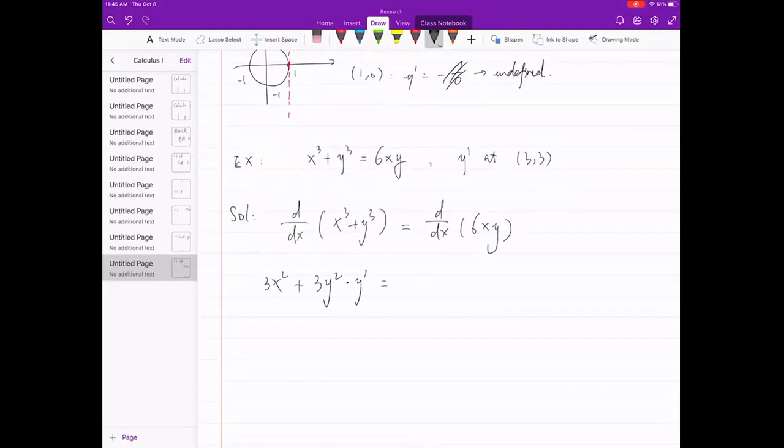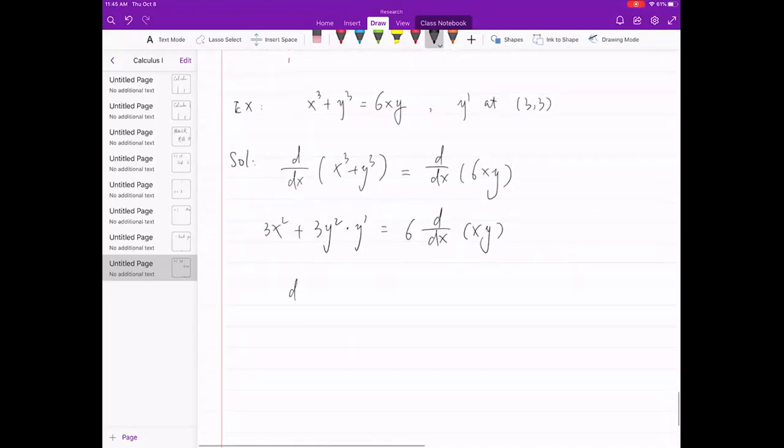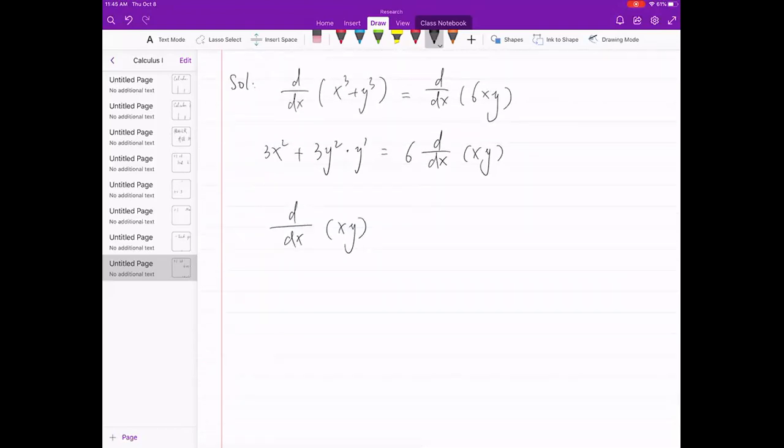See the difference? Okay. On the right, what do you have? 6 is a constant, take it out. You have the derivative of x times y. Now you need to be careful. What do you mean by x times y? Well, if y is a constant, it's almost like x times a. We know the answer is a. If a is a constant.